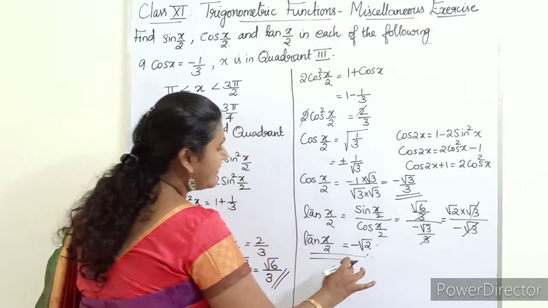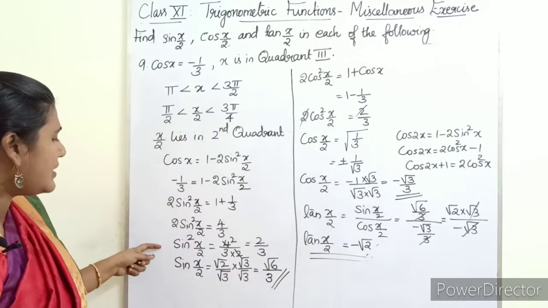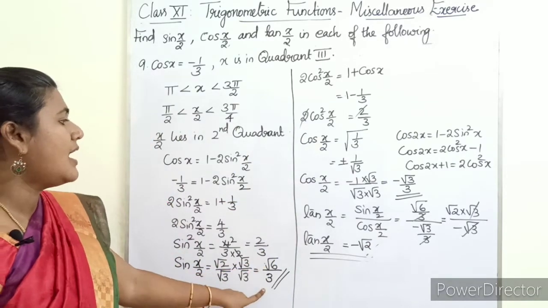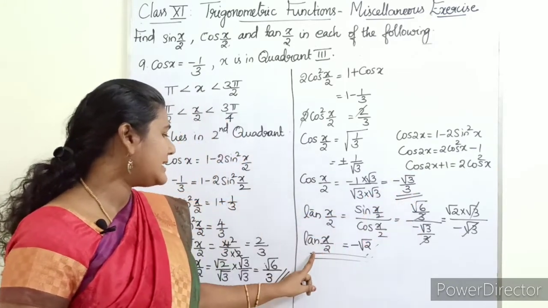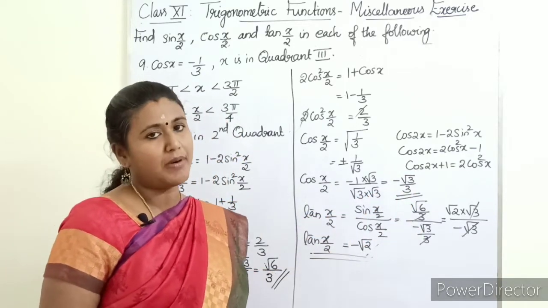So we got all the values. Sin x by 2 value is root 6 by 3, and cos x by 2 value is minus root 3 by 3, and tan x by 2 value is equal to minus root 2.